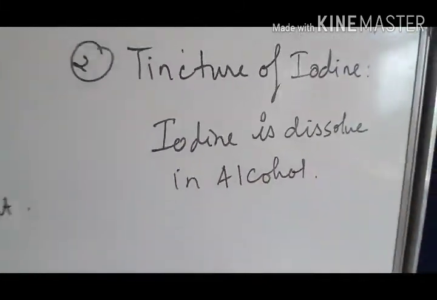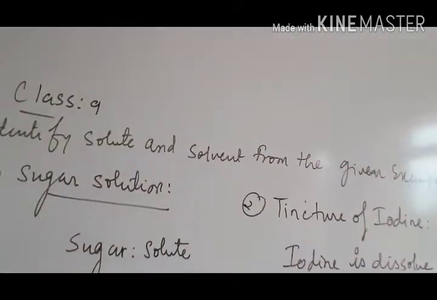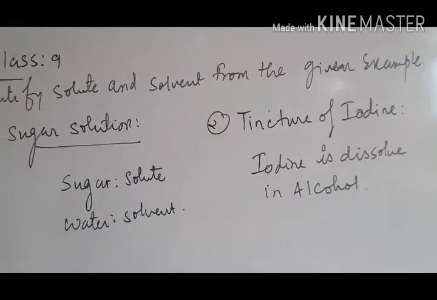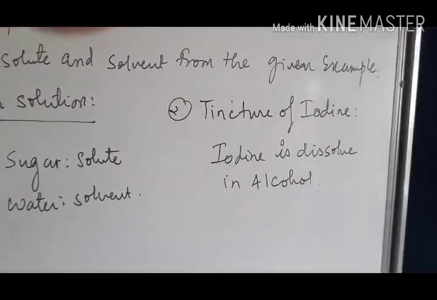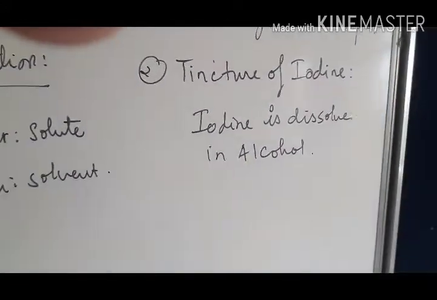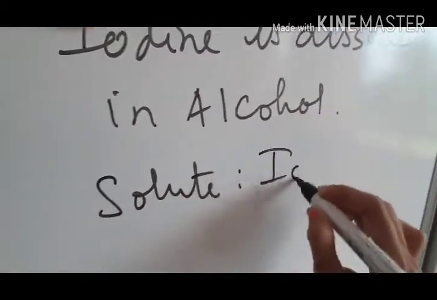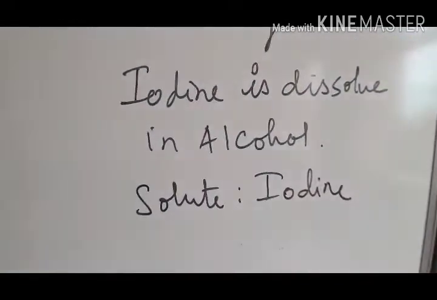You can have a look at what tincture of iodine is. Tincture of iodine is nothing but iodine dissolved in alcohol. So iodine is the dissolved part and alcohol is the dissolving part. So we can identify the solute over here, that is iodine. Iodine is going to be dissolved in the alcohol.